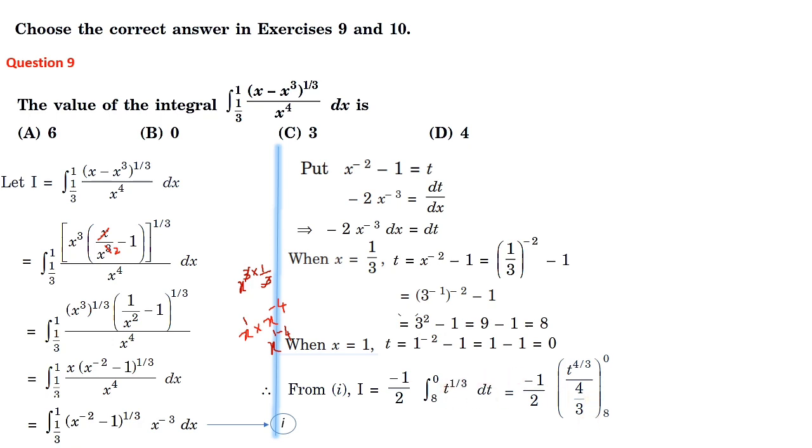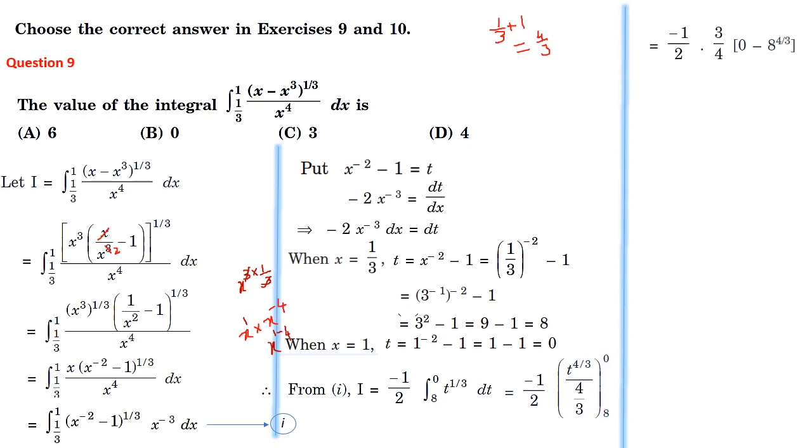1 by 3 plus 1 is how much? We can just add and check. 1 by 3 plus 1, when we add, it will come as 3 LCM. If you take 3 plus 1, 4 by 3 will come in the power. So that's what is written here: t power 4 by 3 by 4 by 3. So apply the limits 8 to 0.